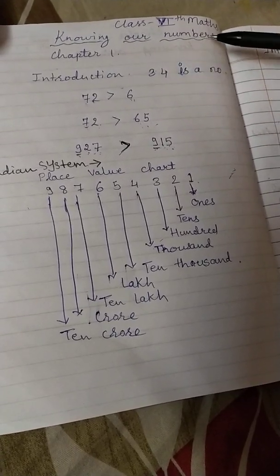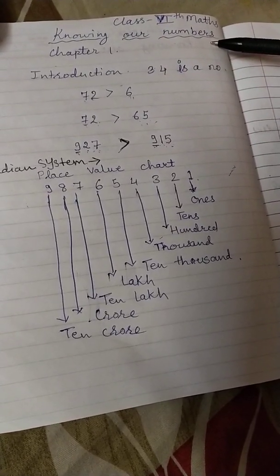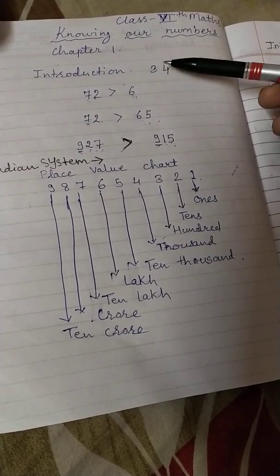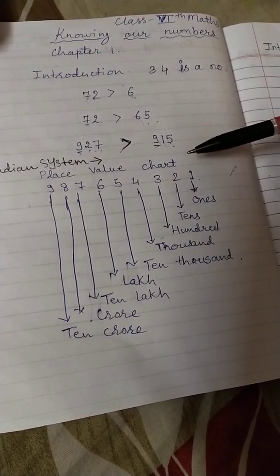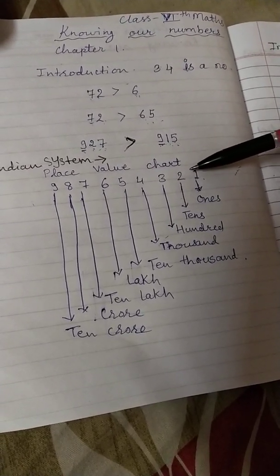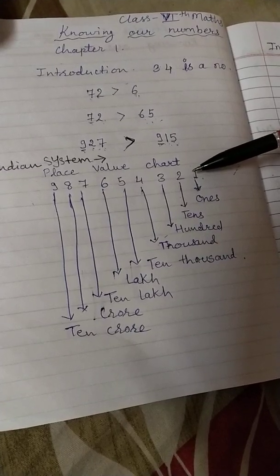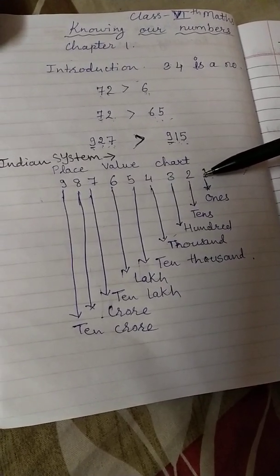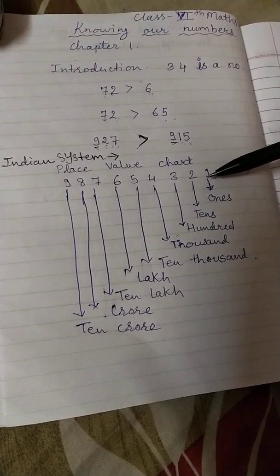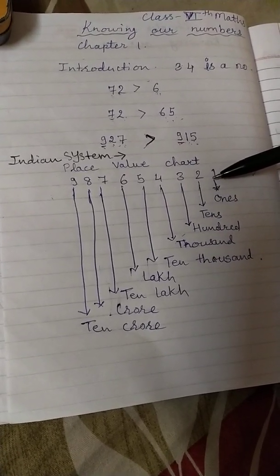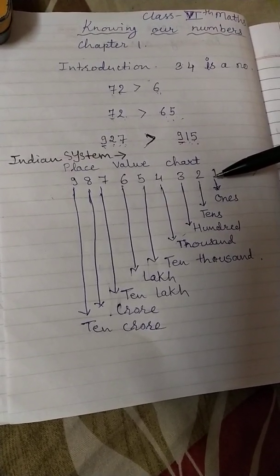Today I am going to teach you Chapter 1, that is Knowing Our Numbers. In this chapter, we introduce the different topics. We discuss the things related to this chapter, how to write a number in the Indian system as well as the international system. First of all, we see what we mean by a number.